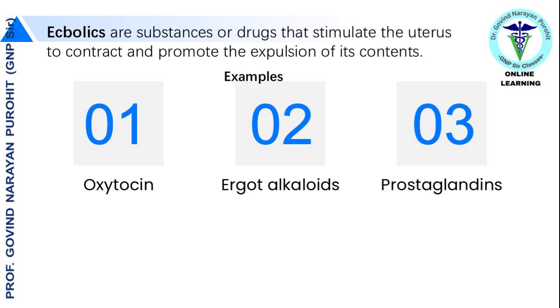They should be used with care in ruminants, and their use is prohibited to increase uterine contractions if the cervix is closed. In horses, oxytocin and prostaglandins can cause colic and sweating, and thus small doses are recommended. Examples include oxytocin, ergot alkaloids, and prostaglandins.